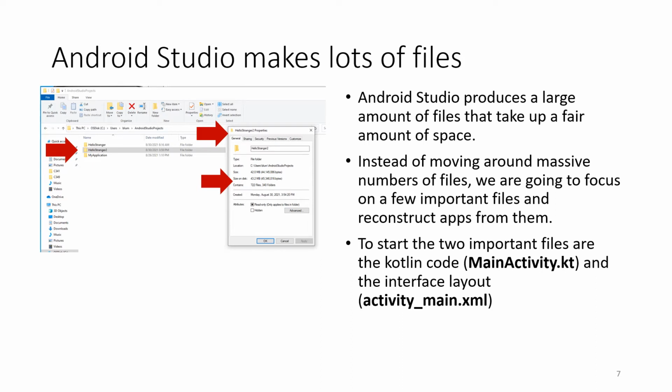So we're going to see that the most important files that we're going to need are the MainActivity.kt for Kotlin and the interface, which is an XML file, activity_main.xml. So this is a simple project with just one simple activity, one basic little interface, and some code for it. Those are the two files that really have our main work in them, and then everything can be constructed from that.